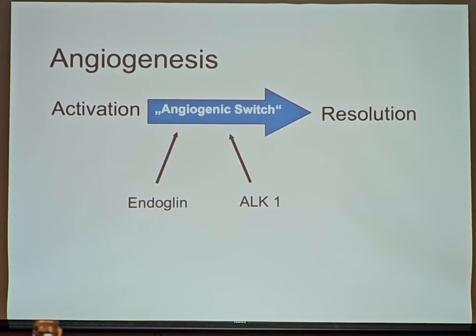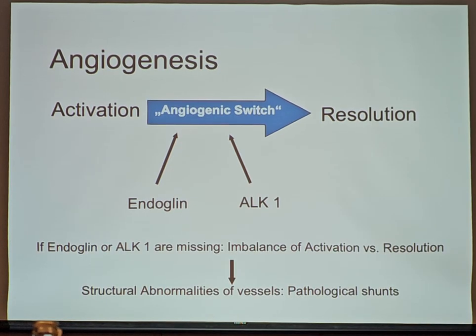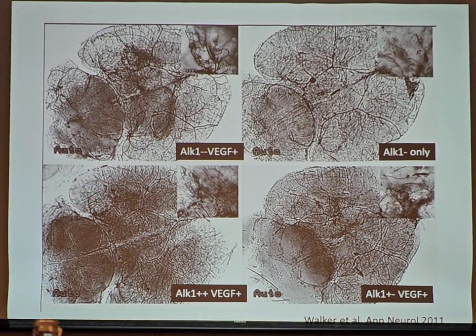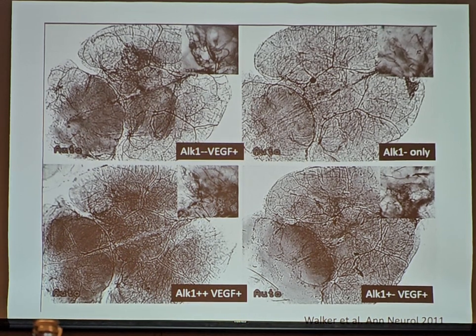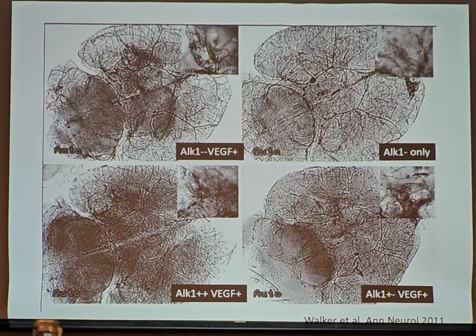Understanding what we've said can help you understand HHT, or hereditary hemorrhagic telangiectasia. Either endoglin or ALK1 are missing, and this can lead to pathological shunts. The group of Hua Su at UCSF looked at this a little bit more in detail, because not every patient with HHT develops a brain AVM.